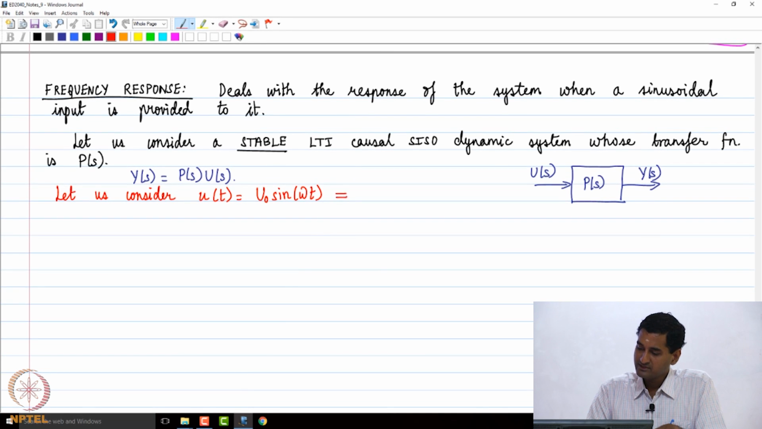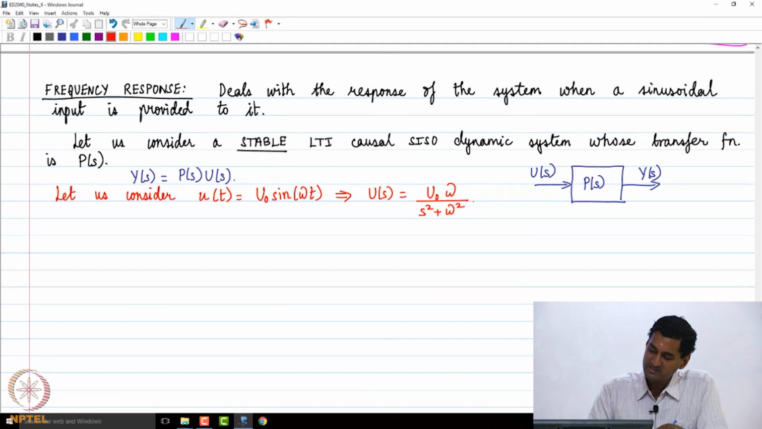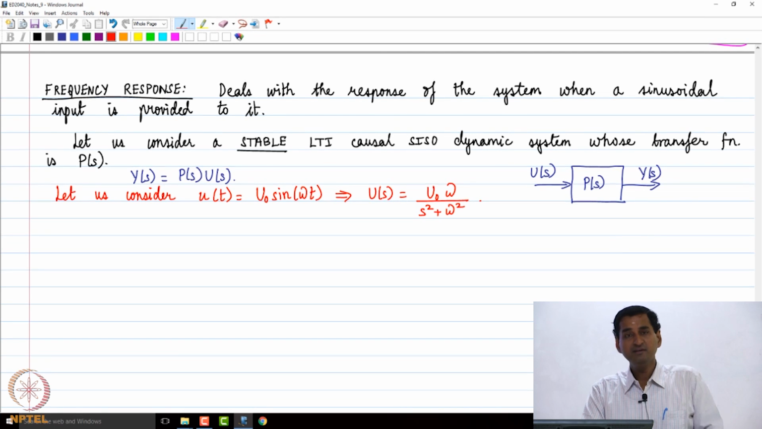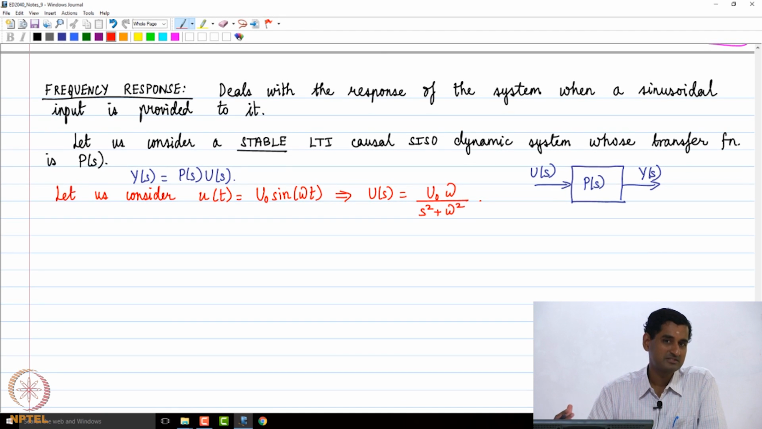And consequently, what is going to happen to the Laplace transform? So, we are going to get u of s equal to u naught omega divided by s squared plus omega square, if I take the Laplace transform of this particular signal. U naught is the magnitude, so that is a constant positive real number, right. The frequency of the input is omega. So, that is what we are going to have for u of s.